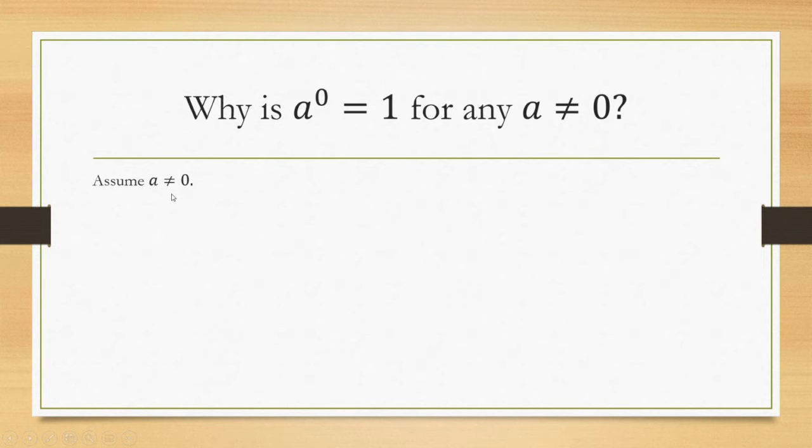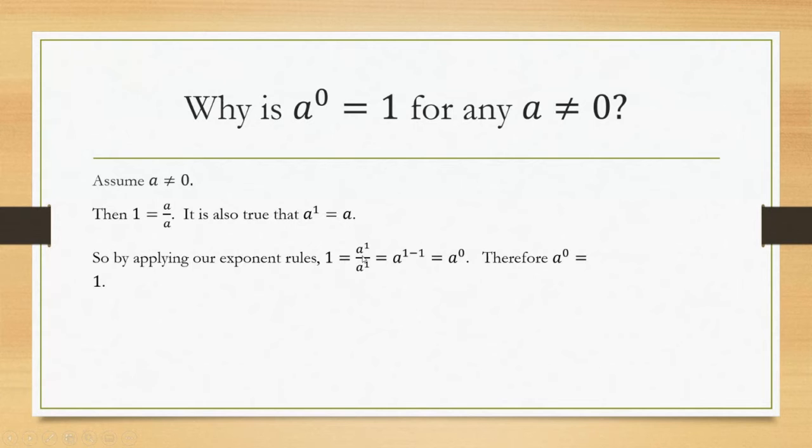Okay, so let's assume a is not 0. If a is a non-zero number, then if you take that number a and divide it by itself, you're just going to get 1, right? You could take anything and divide it by itself, you're going to get 1. Remember also from a previous slide, a to the first is just a itself. That's part of the definition, but we saw that earlier. Now, we're also going to use a rule we just saw, where if you divide, you subtract the exponents.